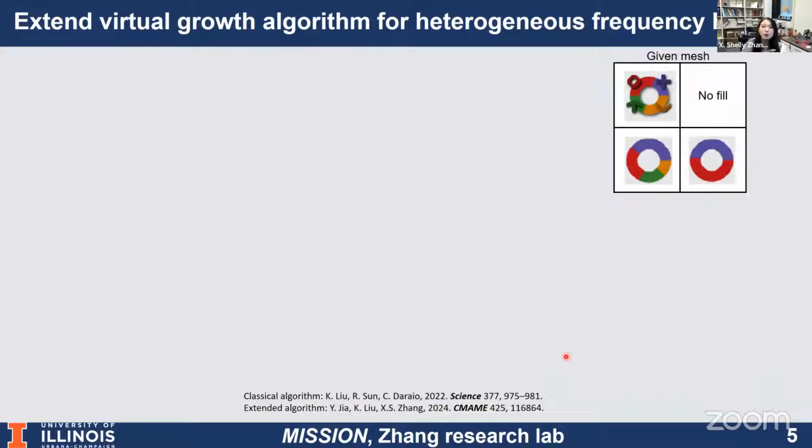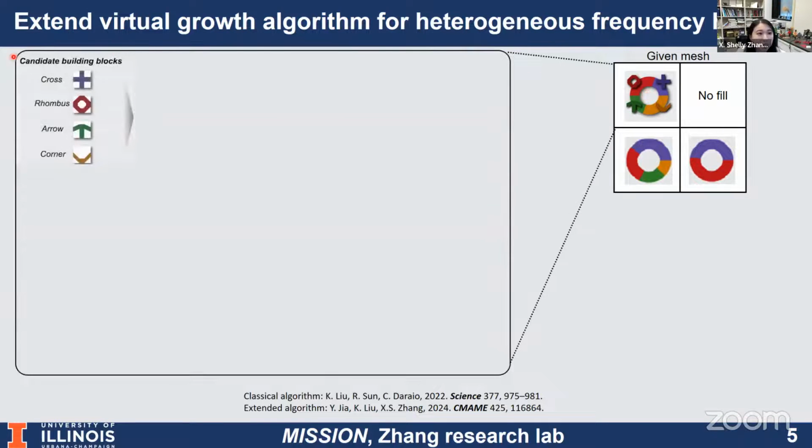So the first one is we want to extend the virtual growth algorithm to account for multiple or heterogeneous optimization guided frequency hints. Let's say we have this mesh, the finite element mesh. We have 2 by 2 elements. For each of the elements, we will have a distinct frequency combination, the probability of each building block showing up. And in this case, based on each of the optimized frequency hints, we'll need to grow the material correspondingly. Let's use this top left as an example. Let's say we have these 4 building blocks.